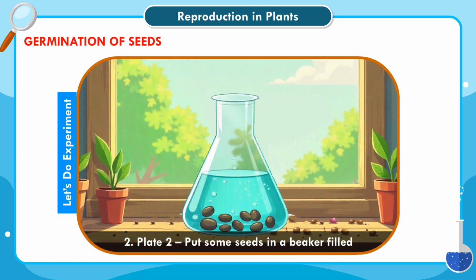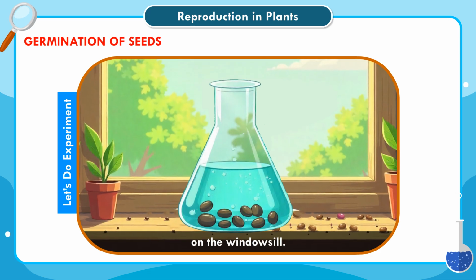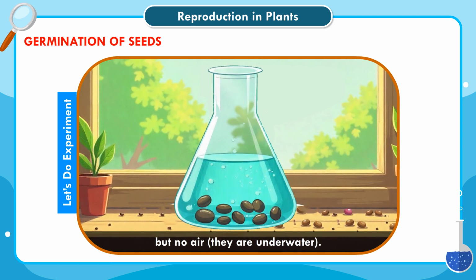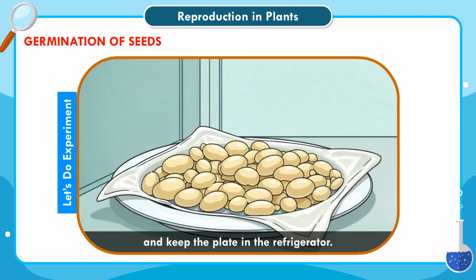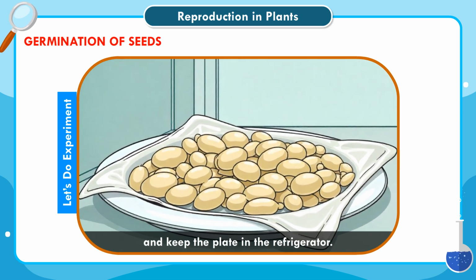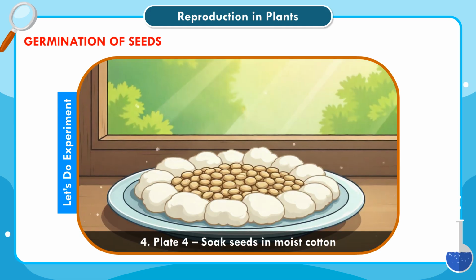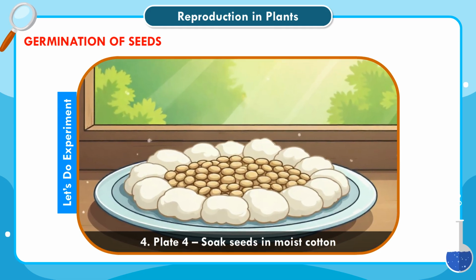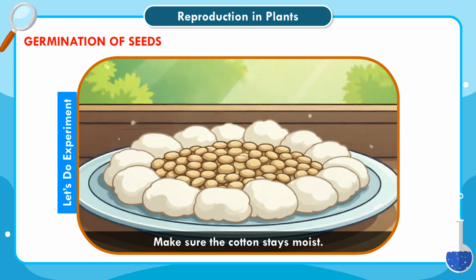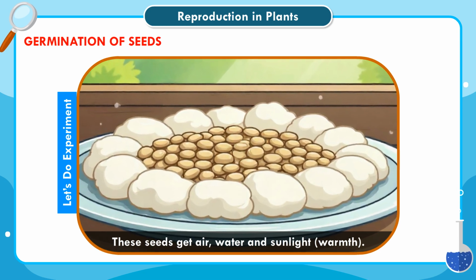2. Plate 2. Put some seeds in a beaker filled with water and place the beaker on a plate on the windowsill. These seeds get water and sunlight, but no air, they are underwater. 3. Plate 3. Soak some seeds in moist cotton and keep the plate in the refrigerator. These seeds get air and water, but no warmth. 4. Plate 4. Soak seeds in moist cotton and keep the plate on the windowsill. Make sure the cotton stays moist. These seeds get air, water and sunlight, warmth.